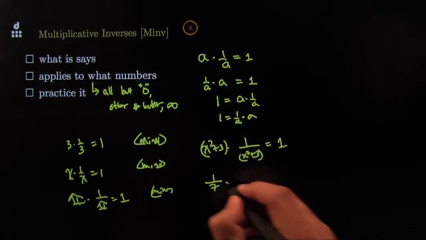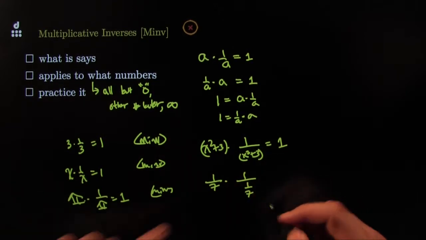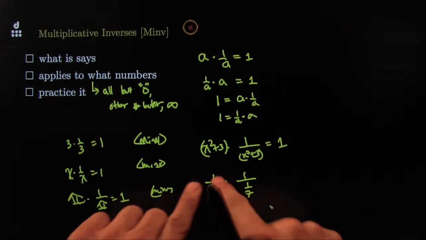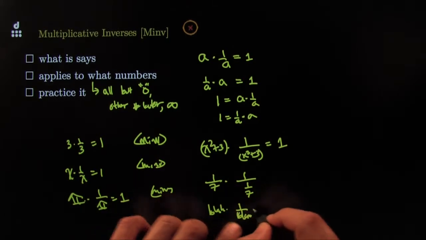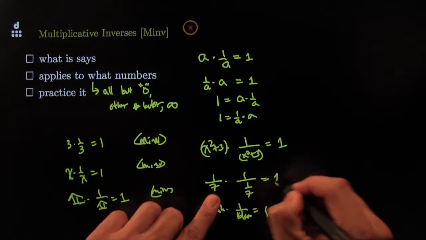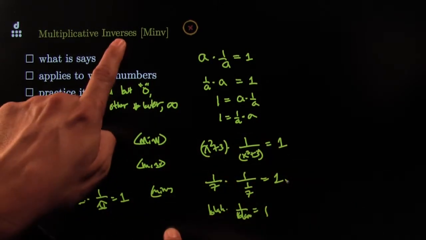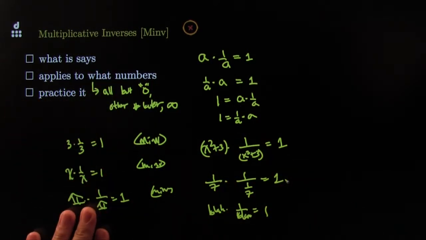What is 1 over 7 times 1 over 1 over 7? Ooh, take that. This is blah times 1 over blah. That's 1 by multiplicative inverses. So this would still be 1. All by multiplicative inverses. See that?